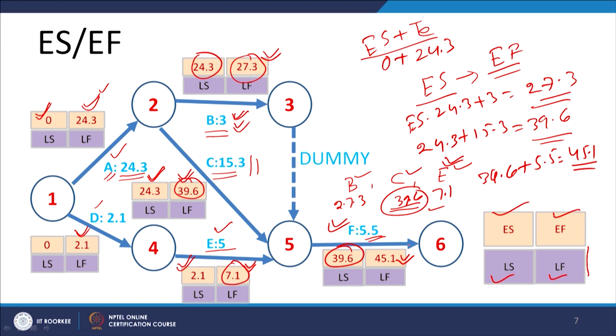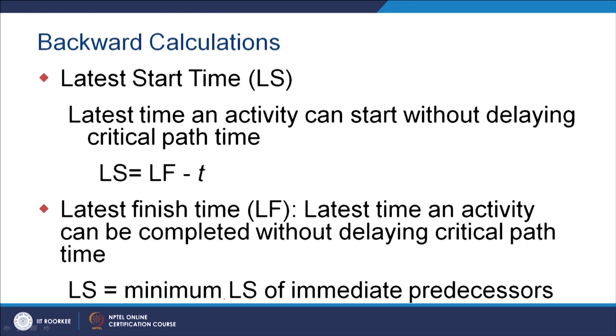So, the earliest finish time for completion of the activity F is 45.1. This is how we can determine the earliest start and earliest finish time. This was the forward calculation. Now, we will see how to calculate the latest start and the latest finish time values.